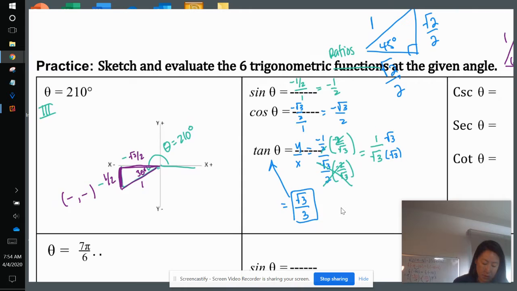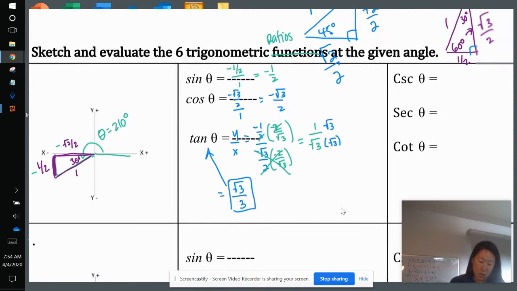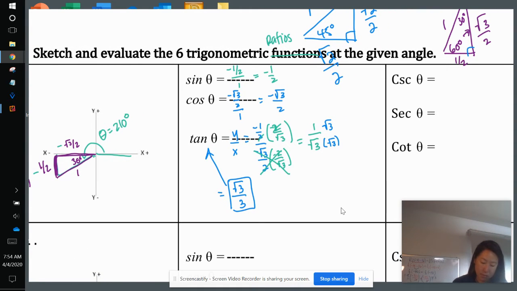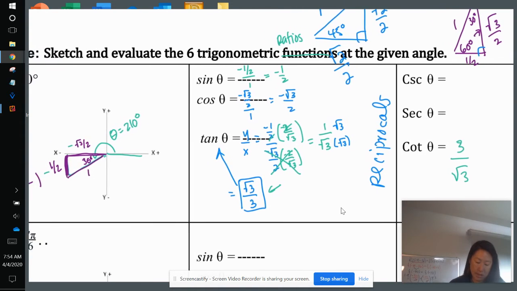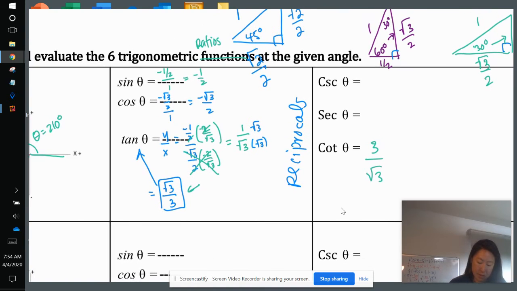secant, cosecant, and cotangent. These are all reciprocals. So cotangent, I can just take what I got for tangent, 3 over root 3, and then reciprocate it. And then I'm also going to rationalize. So root 3 times root 3 becomes a 3, with root 3 on the top and a 3 on the bottom. They cancel to give me root 3.